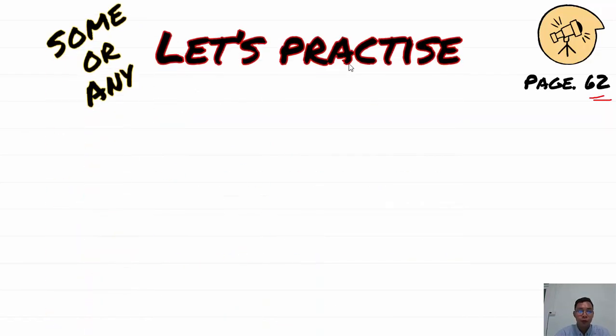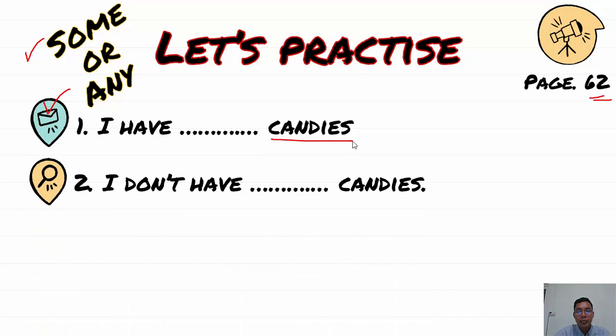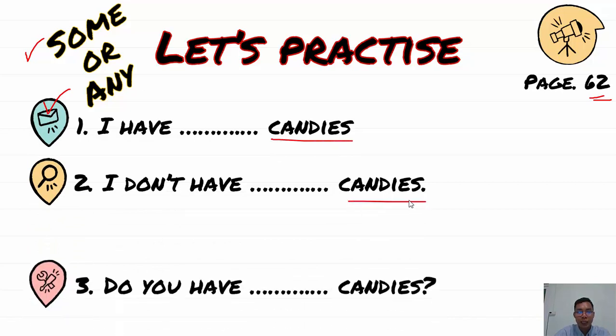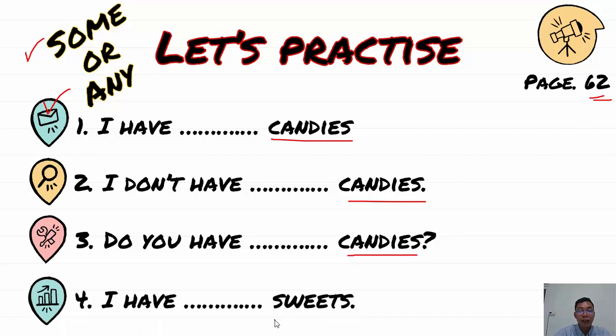Page 62. Let's practice when to use some and when to use any. I have candies. I don't have candies. Do you have candies? I have sweets. Number 1 is an affirmative sentence, so we use some. I have some candies. Number 2 is a negative sentence (ประโยคปฏิเสธ), so we use any. I don't have any candies.